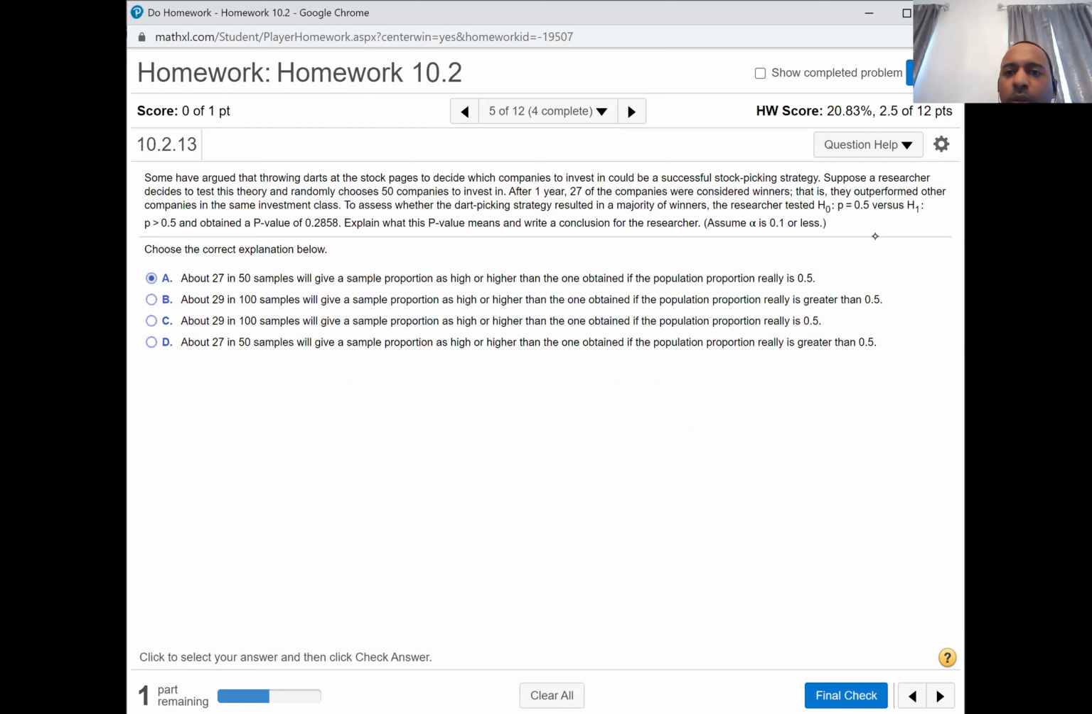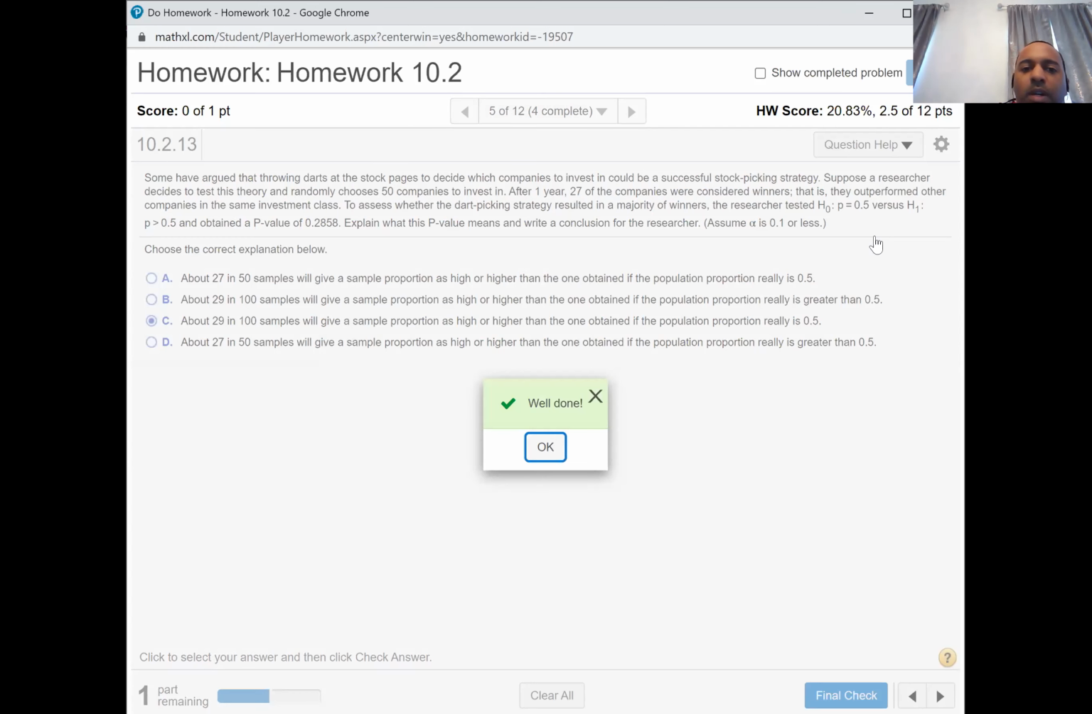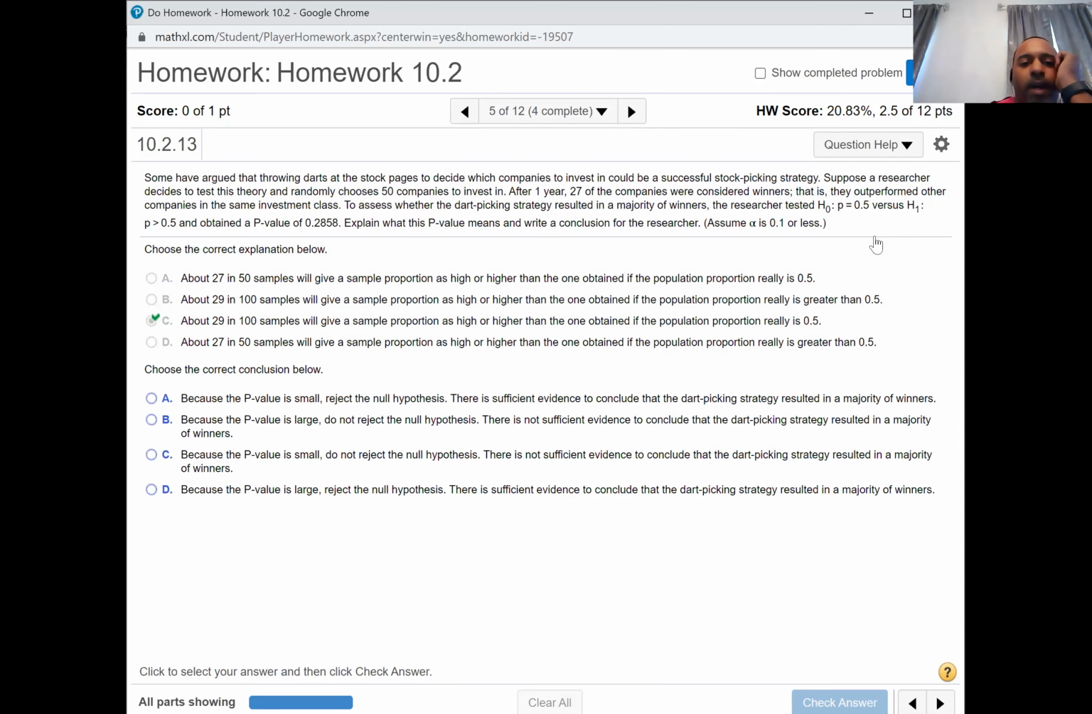29 in 100. So where did 29 come from? Got it. It should be that one. Yep. All right. So I was looking at it wrong. So notice here it says 29 in 100 samples. That goes back to the type of problem that we had before. We take that 100 and multiply it by this p-value of 0.2858. That's why it says about 29. So that's 100 times that p-value of 0.285. That will be 28.5, which is about 29.